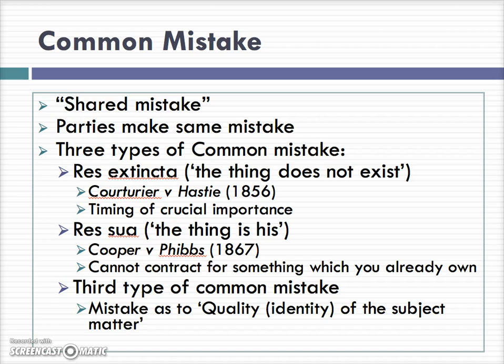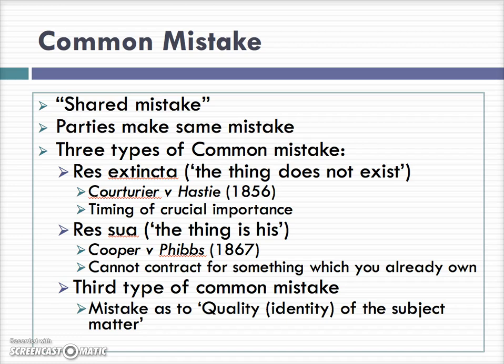And so the court said, well, that contract is void because of res sua. The thing was already his. The nephew already owned it. And you can't go and buy something or lease something which you already own. So those two subcategories of common mistake, res extincta and res sua, are very straightforward, very simple, not a lot of difficulty in applying those principles to other situations.